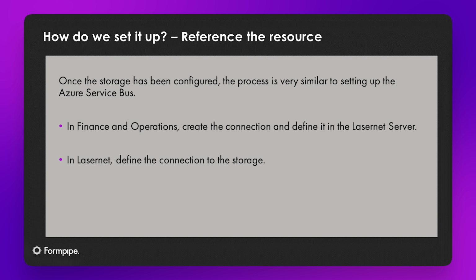So once that's all been configured, we need to do again a similar thing to what we did with the service bus. In finance and operations, we create a connection and then we define that it uses that connection in the Lasernet server. So whatever way we've created our storage, we take the connection string, we create it in finance and operations, and we define that that's what it uses. Then we go into our Lasernet instance and we do the same thing. We create the connection to the storage and we tell it when to use it. So we're closing that loop again.